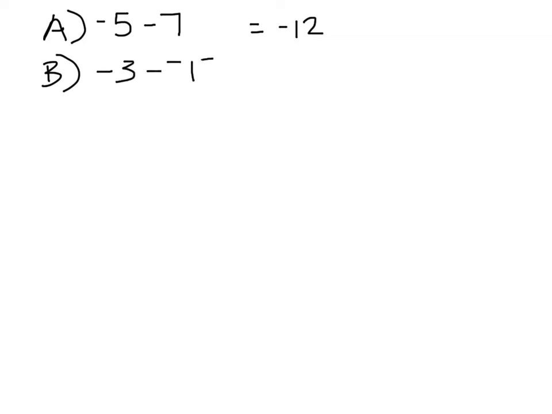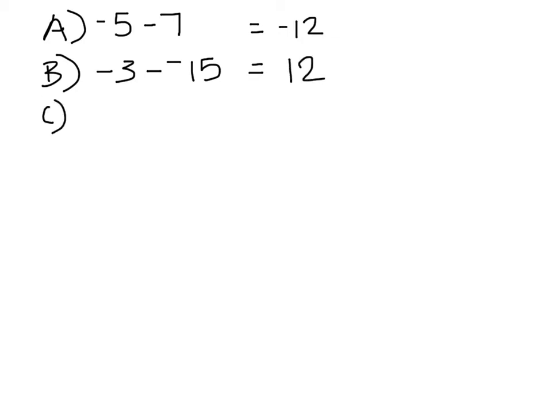Let's take a look. Okay, the mental math for this week, A was -5 minus 7. -5 minus 7. And that's equal to a -12. B, -3 minus a -15. -3 minus a -15. And you get a +12.